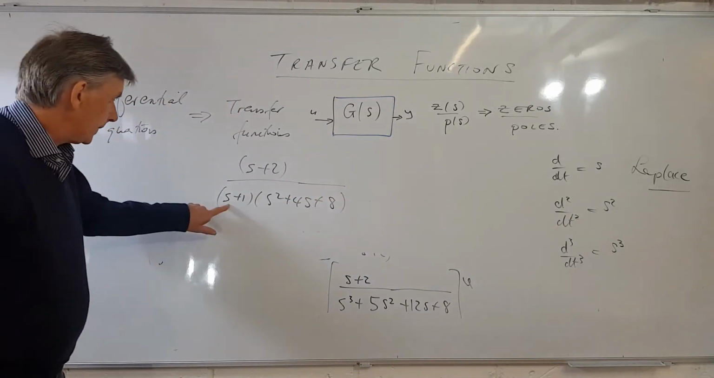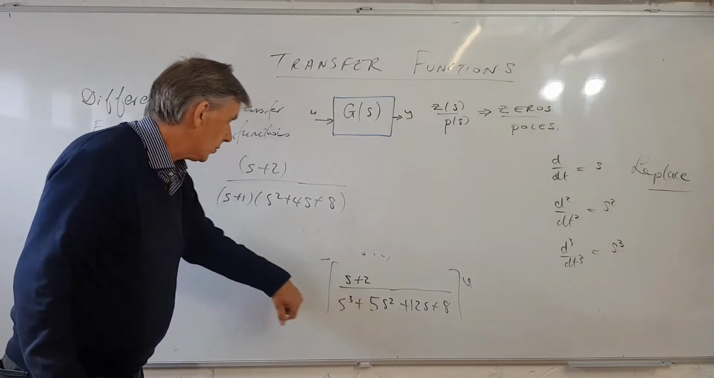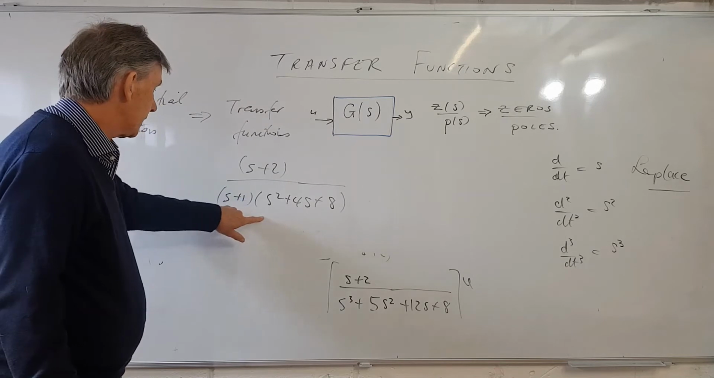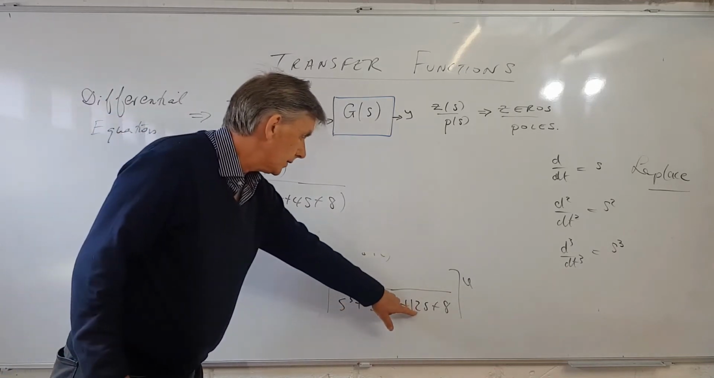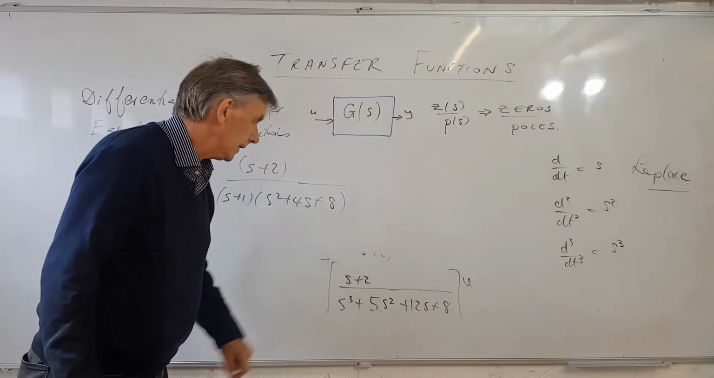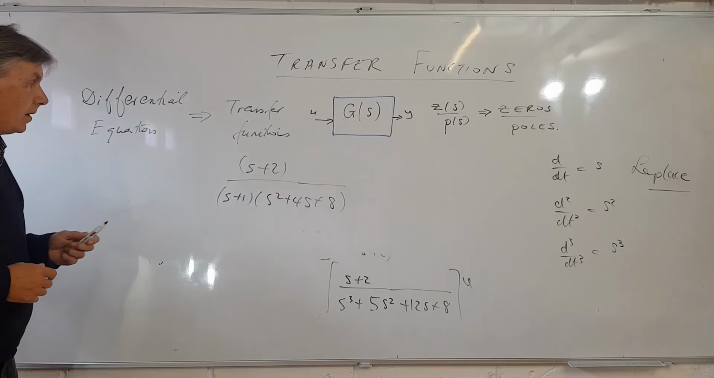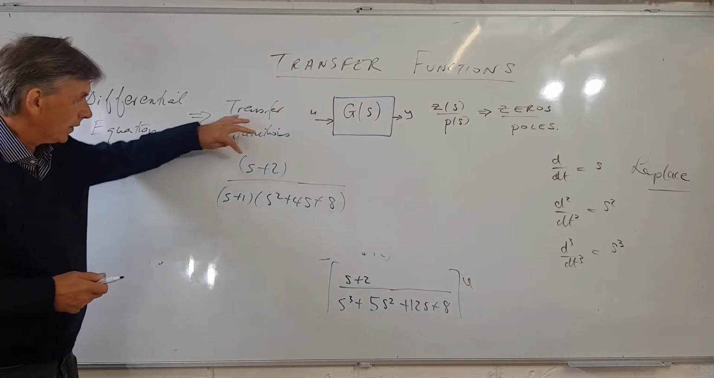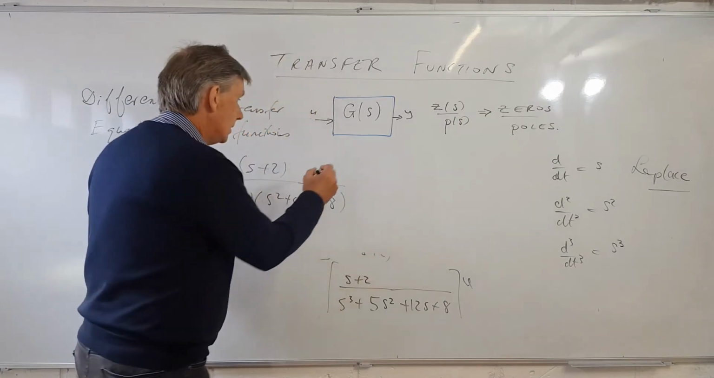If we just check that, it's going to give us s cubed, 4 and 1 is 5s squared, 4 and 8 is 12, and 1 times 8 is 8. So in this particular case now, we have our differential equation. We've got a zero at s is minus 2.